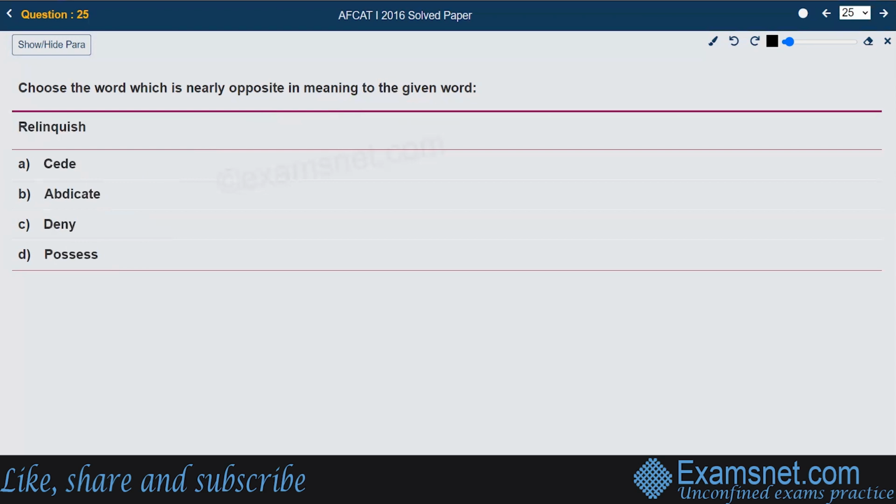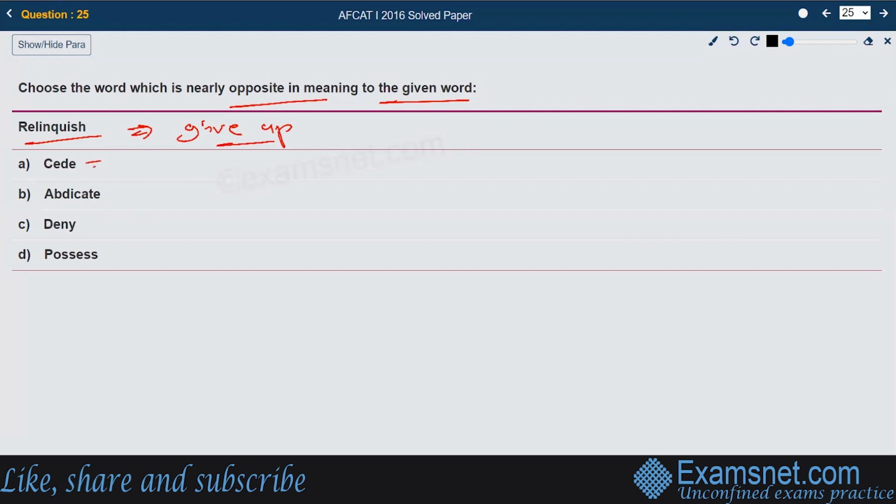Next, choose the word which is nearly opposite in the meaning. Again, we have to find out the opposite of relinquish. First of all, relinquish means to give up something. So its opposite should be not giving up, that is keeping with ourselves.